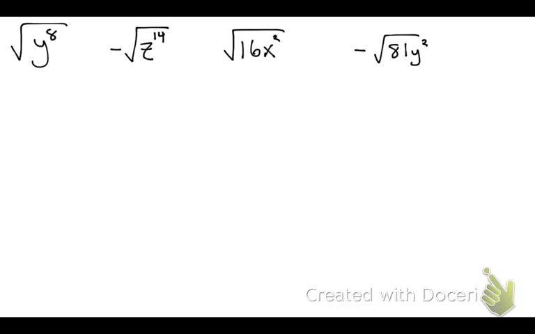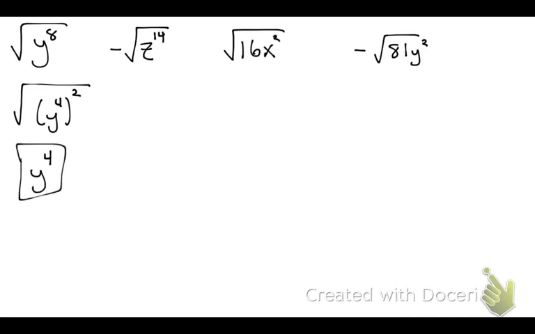Well, let's go through it. We know that y to the 8th by power to a power is y to the 4th squared. So the square root of y to the 8th must be y to the 4th. We know that z to the 14th is z to the 7th squared. So we must end up with negative z to the 7th.